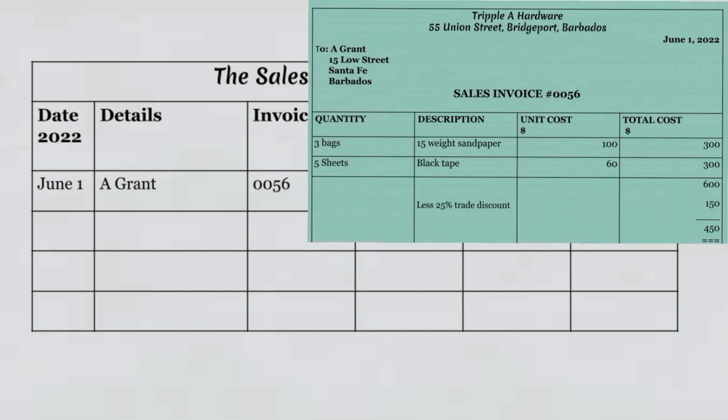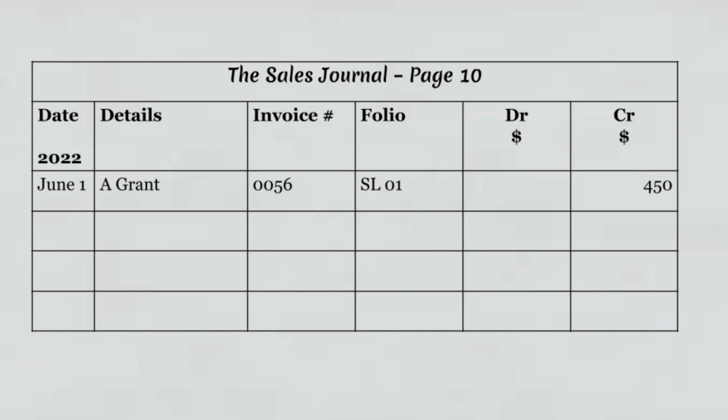Next we record the invoice number. All of this information is in the same row. The invoice number is 0056. Next we record the folio number, or the page in the sales ledger where we will see the personal account of A. Grant. SL01, which stands for Sales Ledger, page 1. Then we have the amount on the invoice, $450. There. We have successfully transferred information from the sales invoice to the sales daybook.